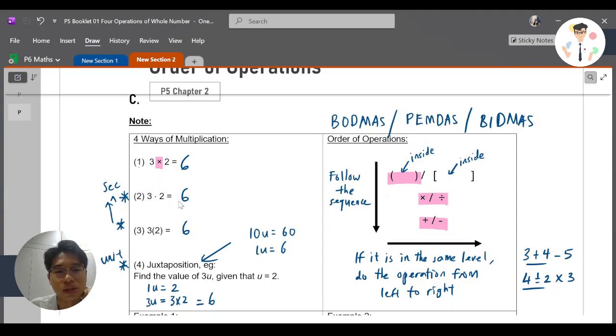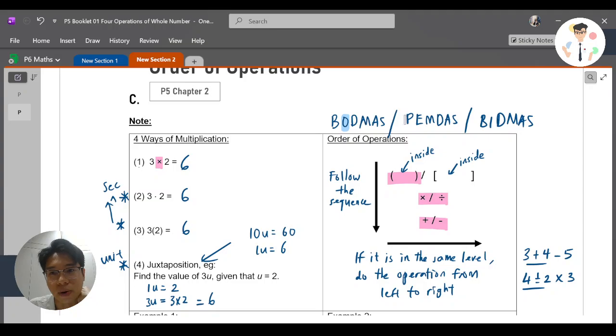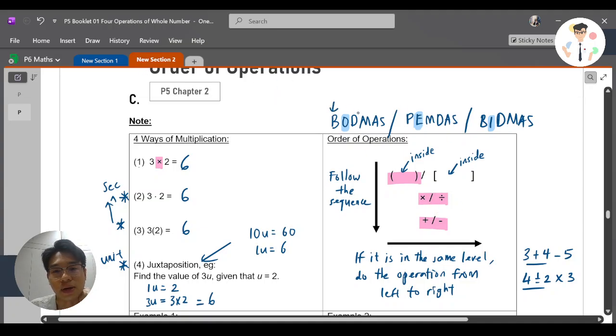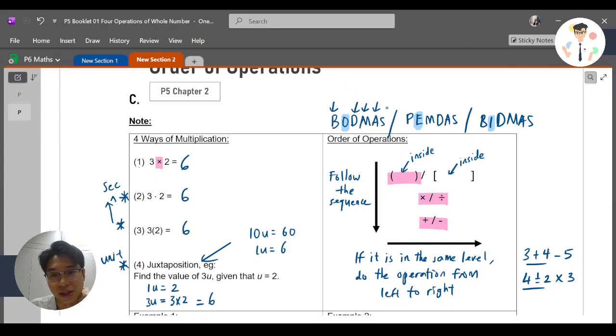Okay? Now, if you probably have learned about BODMAS or all these three different things, you probably have noticed that, hey teacher, this is the point that I think you are missing. Because if you follow these rules, you know that this is multiplication, addition, subtraction. For example, B is bracket, right? Which is this two. D, division, multiplication, addition, subtraction. But what does this O actually stand for?